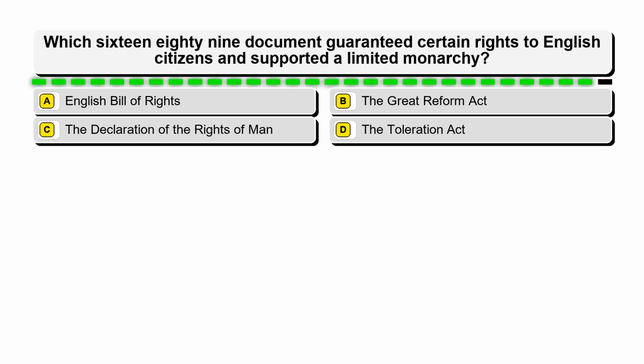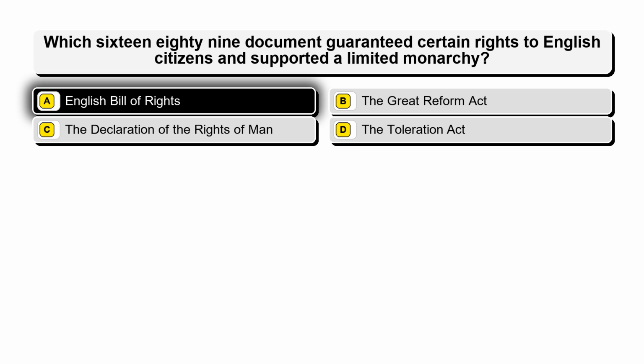Question 7. Which 1689 document guaranteed certain rights to English citizens and supported a limited monarchy? Option A. English Bill of Rights. Option B. The Great Reform Act. Option C. The Declaration of the Rights of Man. Option D. The Toleration Act.